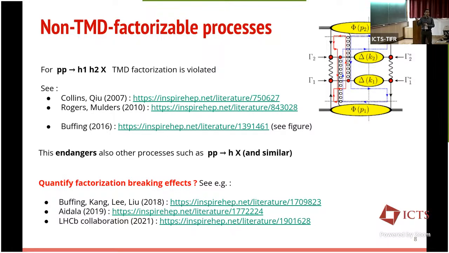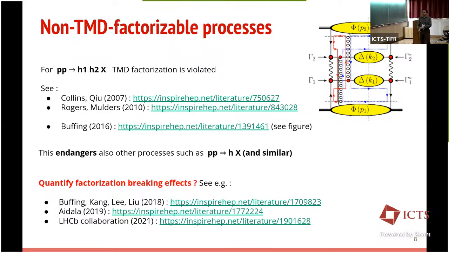Are these processes useless? If you ask me, I would say no, they are not useless, because they could be very interesting in order to quantify the factorization breaking effects. These analyses tell us that TMD factorization does not work, but they don't tell you to which extent factorization is violated. They don't tell you whether factorization is violated by 10% or 1%. That's actually impossible to quantify without having the measurements first.